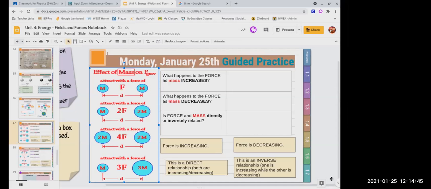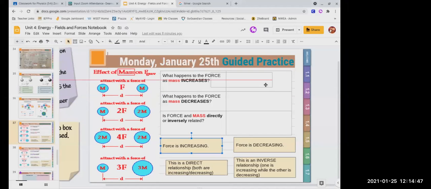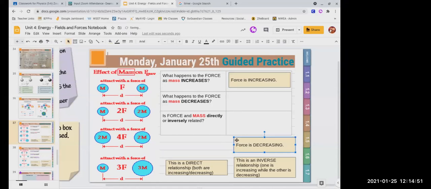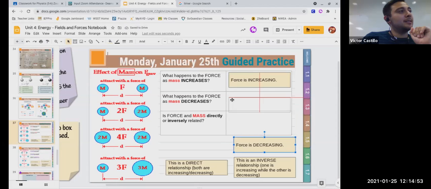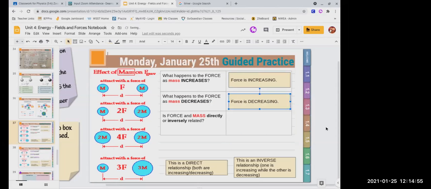Increasing. And then for the second one, I put force is decreasing. Indeed. Thank you, Jasmine. Appreciate that. I put that it's a direct relationship.